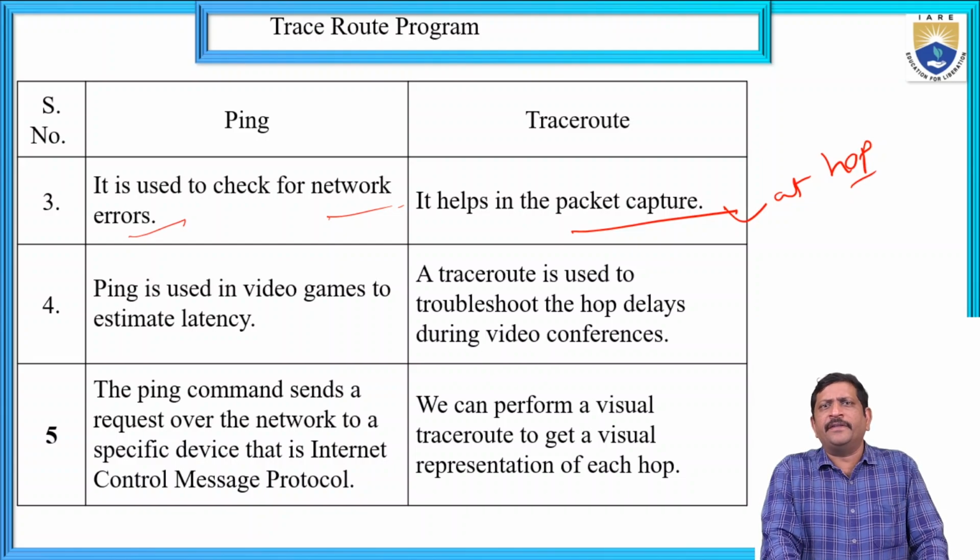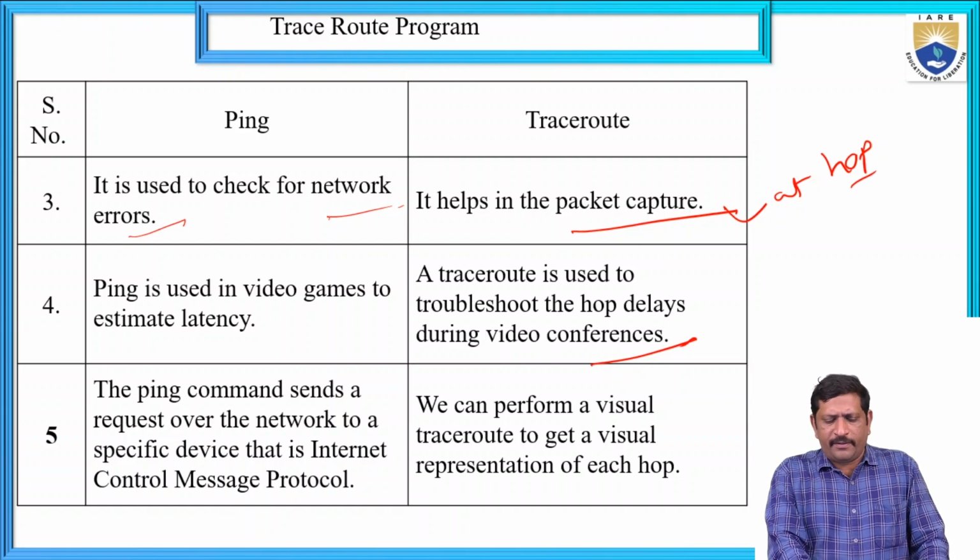If we take ping, the ping command is used in video gaming to estimate latency and performance. Traceroute is used to troubleshoot hub delays during video conferencing. Any video conferencing calls can be troubleshot with the help of traceroute.